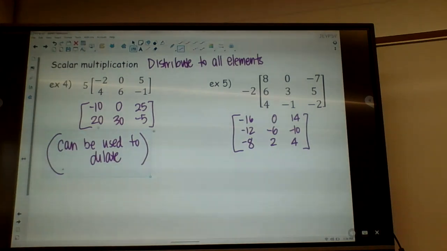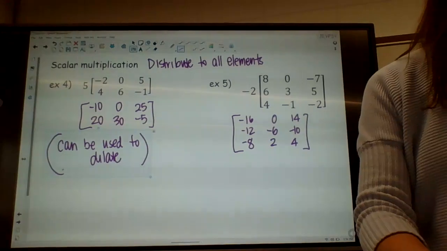So I'm just writing a note that it can be used to dilate this. So we're going to show that on this last problem, is how we're going to use a dilation, and how we'll do is do this using matrices.